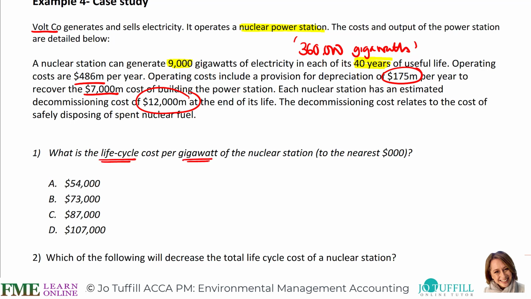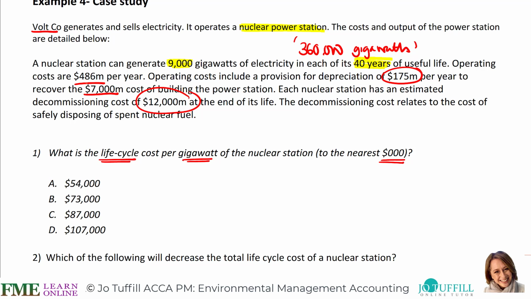So the first requirement says, what is the life cycle cost per gigawatt of the nuclear power station, to the nearest 1,000? So what we need to do is find out the total costs over the life cycle and then divide it by that 360,000 gigawatts, which is 9,000 gigawatts for each of the 40 years. So first of all, let's start with the operating costs.